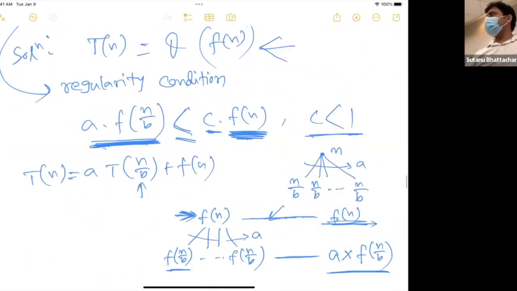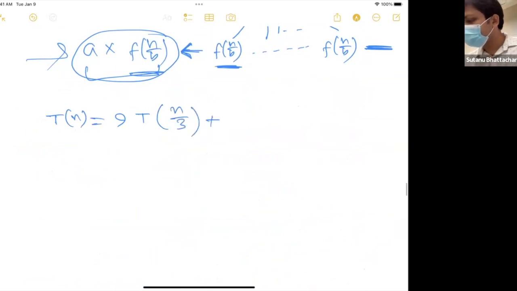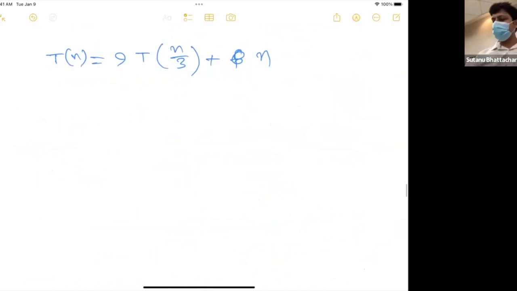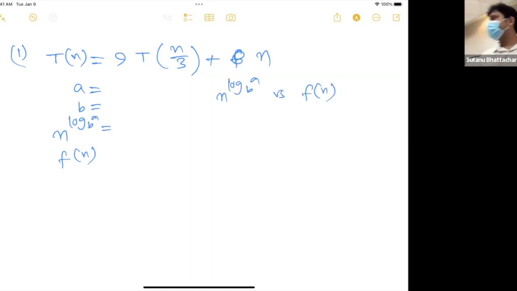So let's practice a couple of them just for revision. So T of n equals... okay, first do this one. Find out what is a, then what is b, then what is n power log a base b, what is f of n, and then compare n power log a base b versus f of n. This is a fixed step that you need to follow.